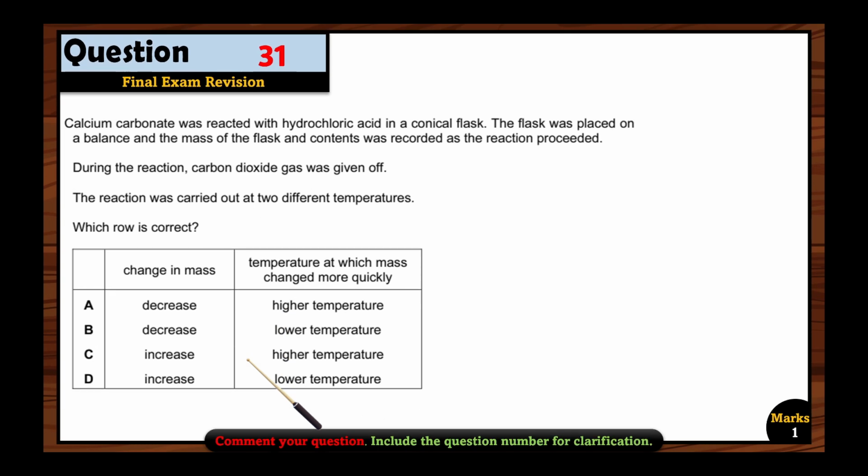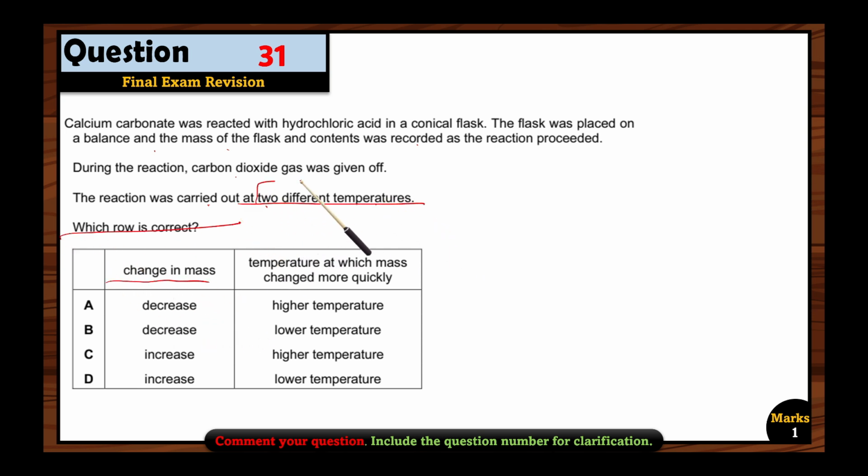Question 31. Calcium carbonate was reacted with HCl, hydrochloric acid, in a conical flask. The flask was placed on a balance and the mass of the flask and the contents were recorded as the reaction proceeded. Okay, so this is the same experiment. They are just measuring the loss of the mass by measuring it on the balance. During the reaction, carbon dioxide gas was given off. The reaction was carried out at two different temperatures. Which row is correct? Change in the mass.